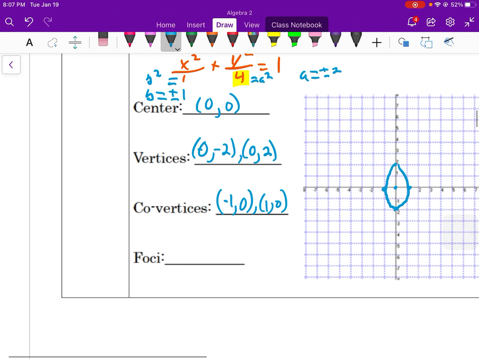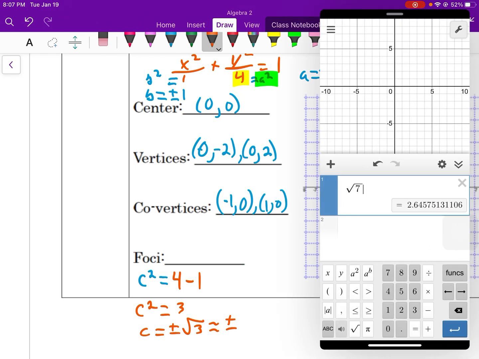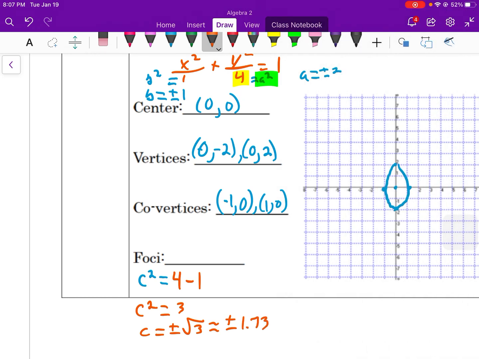The foci, we have c squared equals a squared, which was 4, minus b squared, which is 1. So c squared equals 3, c equals plus or minus radical 3, which is approximately plus or minus, let's see, radical 3. Oops. 1.73. So the foci were on the y-axis, so 0 minus radical 3, and 0 radical 3. So up 1.73 and down 1.73.